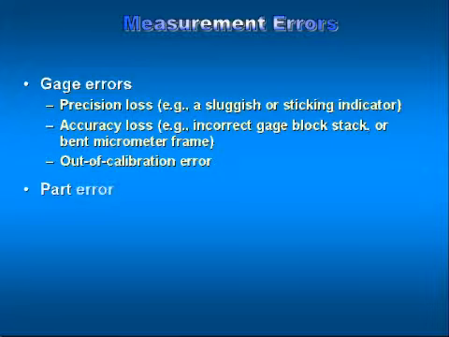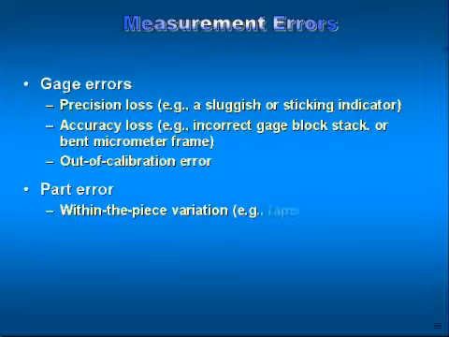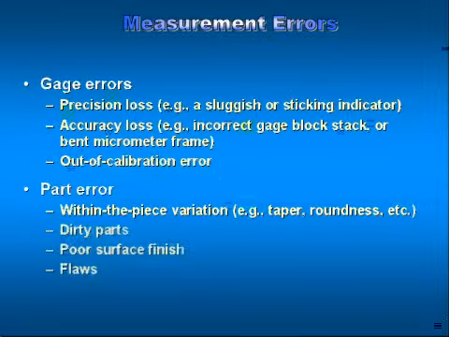Part error examples are within the piece variation, which is a taper or roundness, dirty parts, poor surface finish, and flaws.